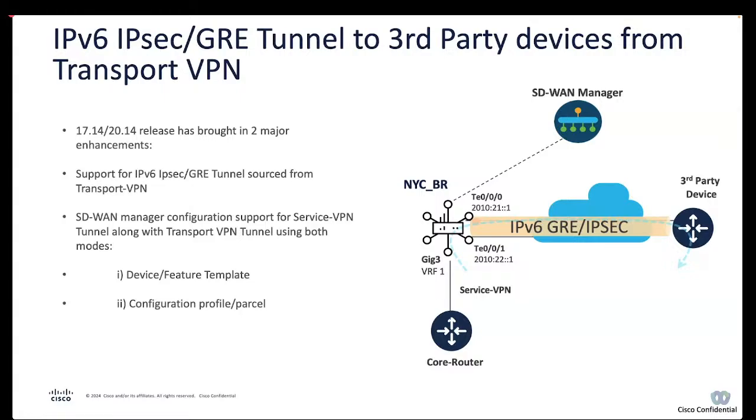Now, as a part of the enhancement, we have added the support for IPv6 based GRE or IPsec tunnels from the Cisco IOS XE Catalyst SD-WAN device to third-party devices over the transport VPN. That also allows you to configure the IPv6 GRE or IPsec tunnel over an IPv4 or IPv6 underlay. And you also have the configuration support for service side VPN tunnel along with the transport side VPN as well. That means you can configure this feature using the device feature template, or you can also utilize the configuration group or feature parcel to configure this feature from your SD-WAN Manager.